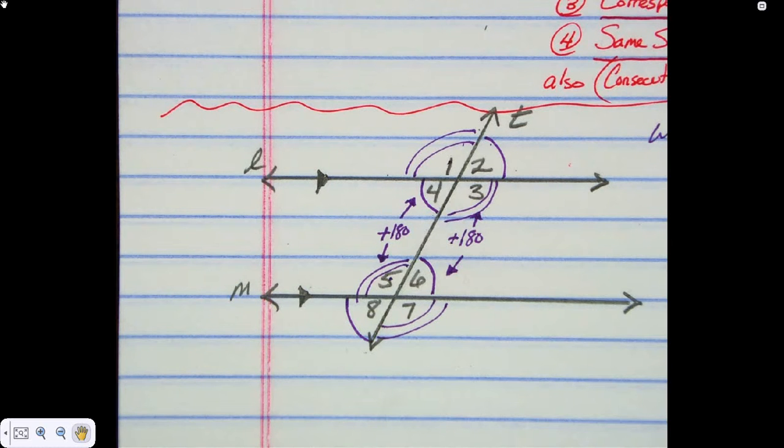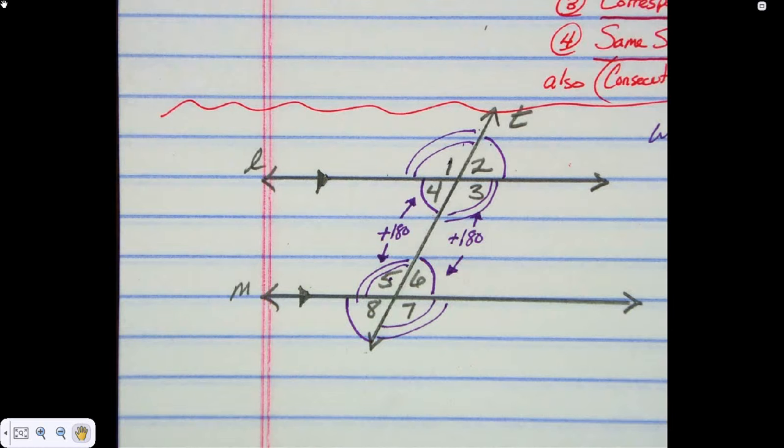5 and 8 are beside each other. How do they relate to each other? They add to 180. 6 and 7, they're on top of each other. How do they relate? Add to 180. 5 and 6, they're beside each other. How do they relate? Add to 180, right? 8 and 7, they're beside each other. What do they do? 5 and 7 are opposite or alternate each other. What are they? 6 and 8 are alternate or opposite. What are they?